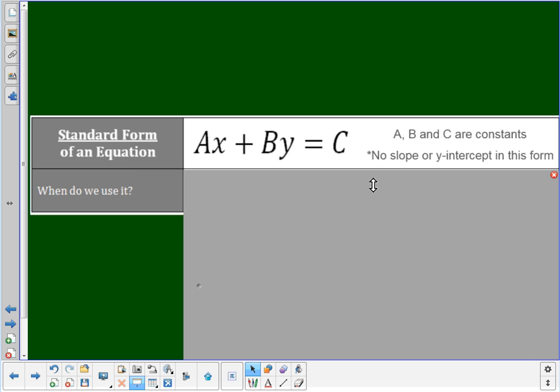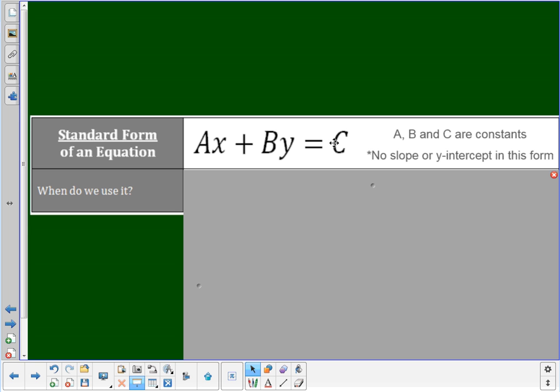Standard form is the form a times x plus b times y equals c, where a, b, and c are constants. There is no slope or y-intercept in this form of an equation. A lot of people want to look at that a value and call it the slope because they're used to slope being in front of x, but that's only true when y is by itself. And here we have the x term and the y term together on that left side. So a is just a constant, b is just a constant, and c is a constant.